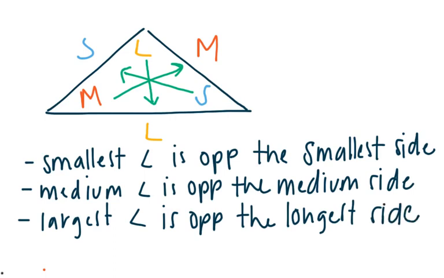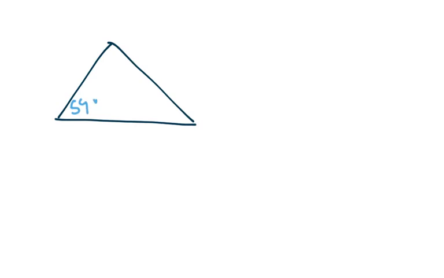Alright, so let's look at an example here. If I have a triangle where I am given some measures, so this one's going to be 59 degrees, this one is going to be 34 degrees, sorry, my 9 and my 4 kind of look the same there, and then this one is going to be 87 degrees, then we can find which side is going to be the smallest, medium, and longest.